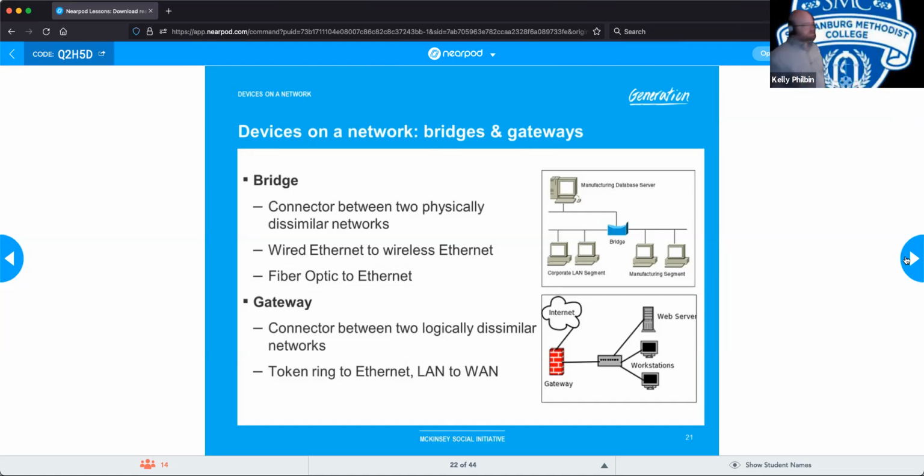Then we get to gateways, which are routers. They essentially allow you to have connections between two logically dissimilar networks. So it could be between your workstations and your web servers. It could be between your internal network and the external network on the internet. So the router handles these communications between these networks that are logically dissimilar. And it can connect multiple networks together.